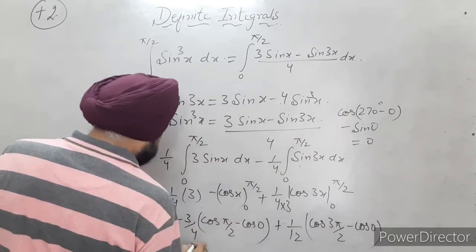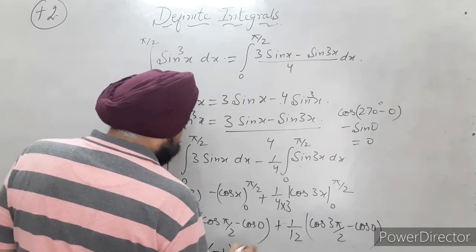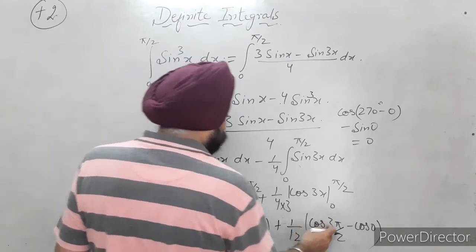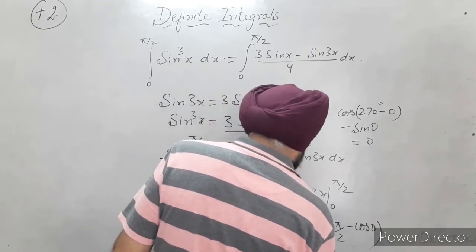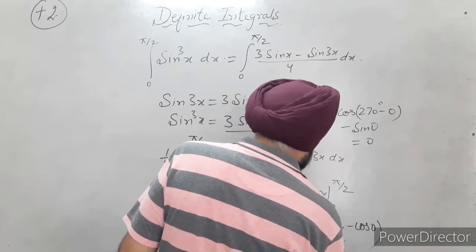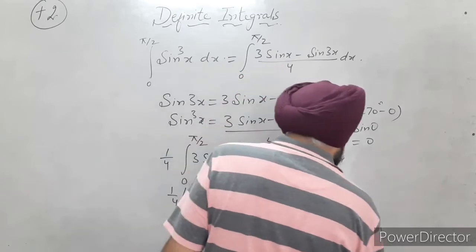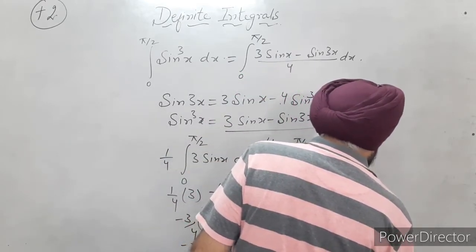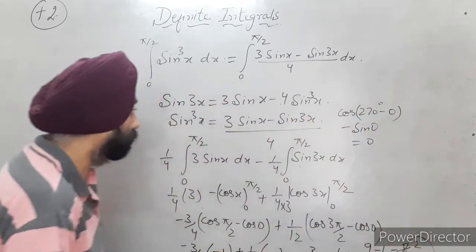This is 0, so that is minus 3 by 4 times (0 minus 1) plus 1 by 12. Now I get 3 by 4 minus 1 by 12. So I take the LCM as 12. It is 4 threes are 9, minus 1, 8 by 12, that is 2 by 3, is the required answer.